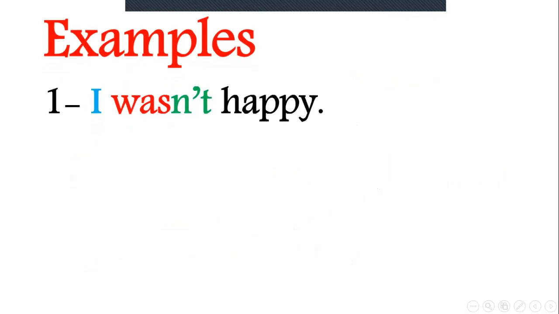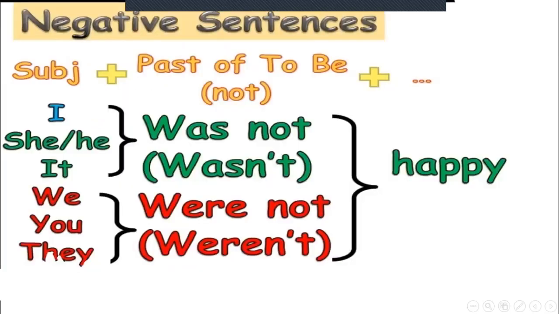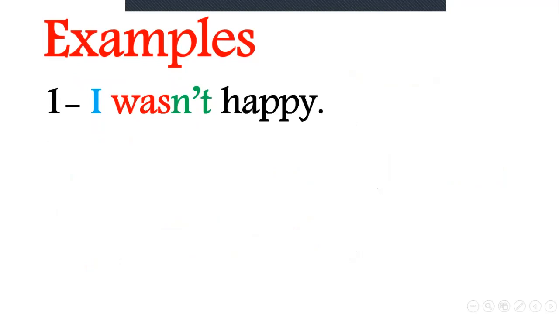I wasn't happy. But here, my students, we say I was happy. This is a positive sentence. We add n apostrophe t to make a negative sentence like this. I wasn't happy. Here we add n apostrophe t to verb was to make it a negative sentence.